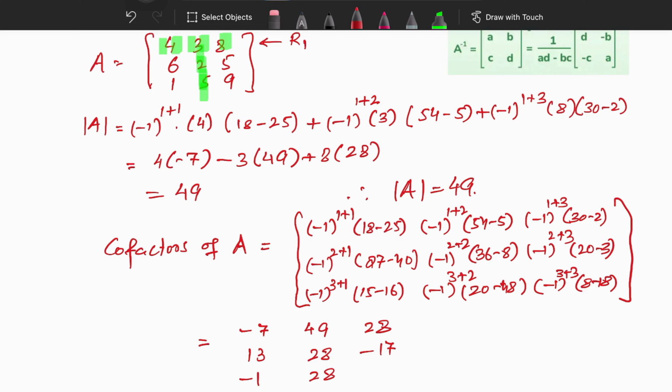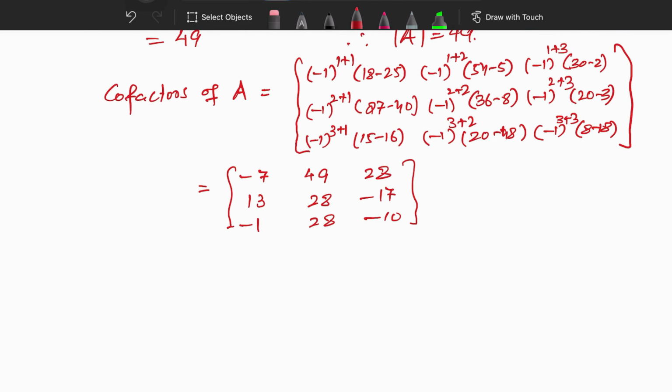The last row is negative 1, 28 and negative 10. So these are the cofactor values for matrix A. Now we have to go for adjoint A, which is our final answer for this one, to write the inverse. So for adjoint A, you have to transpose now.